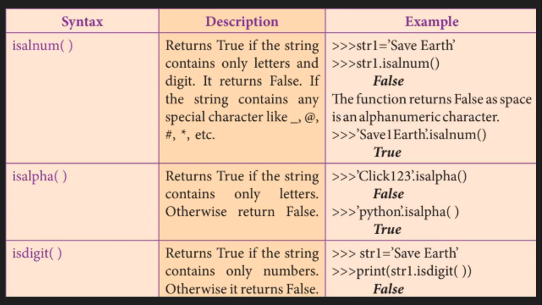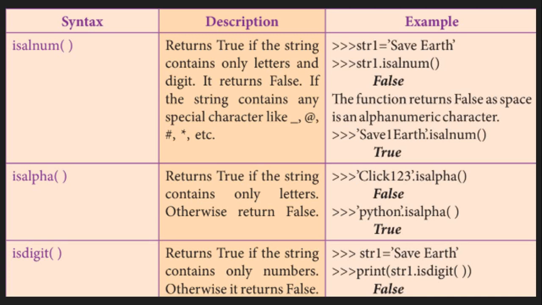It means that there is a letter and also a number. 1 is the number that is used. So because 1 is the number used, it will return the value true. With is alpha, when there are only letters, it returns true. When there are letters with numbers, it will return the value false.